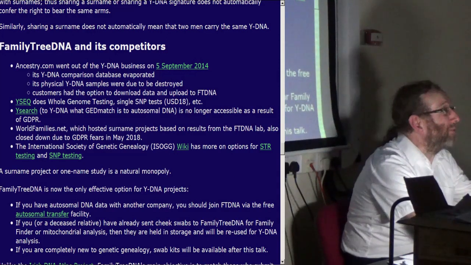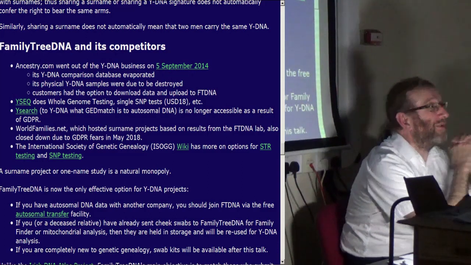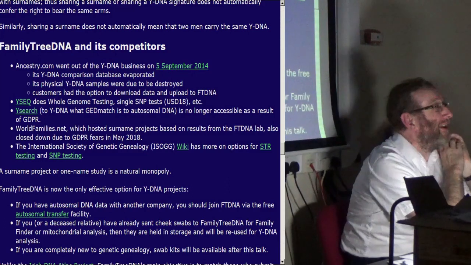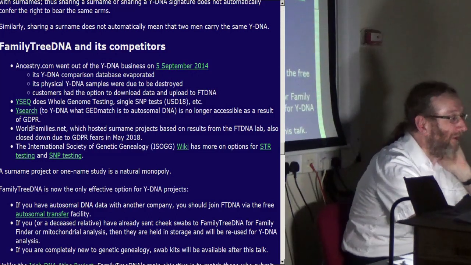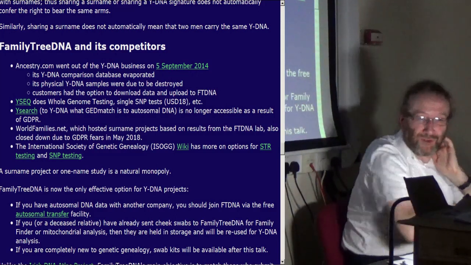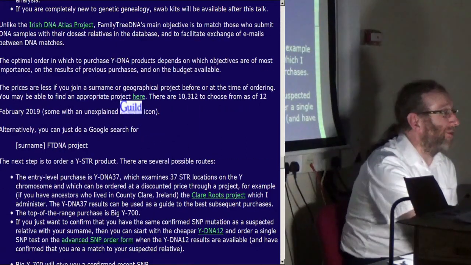If you've sent your cheek swabs in already to Family Tree DNA for Family Finder or Mitochondrial, they're in storage and they can be used, or if you send it in for Y37, you can use the same swabs that they kept in storage to upgrade to one of the more modern tests like Big Y700. If you're completely new, I have kits here and we can talk about swabbing at the end of the talk.